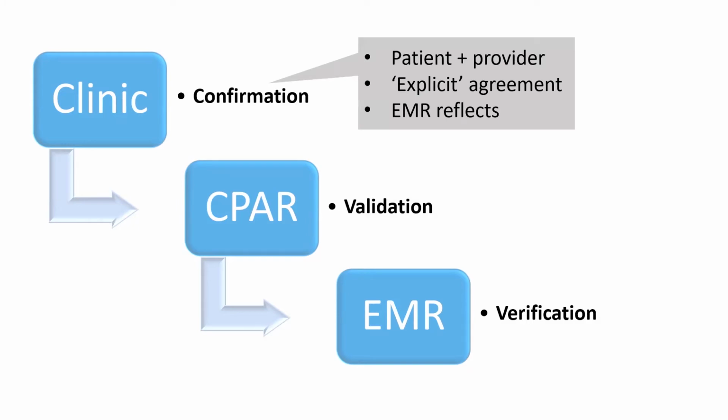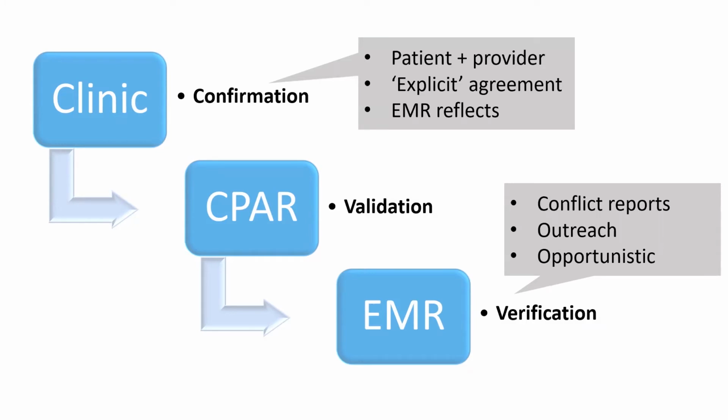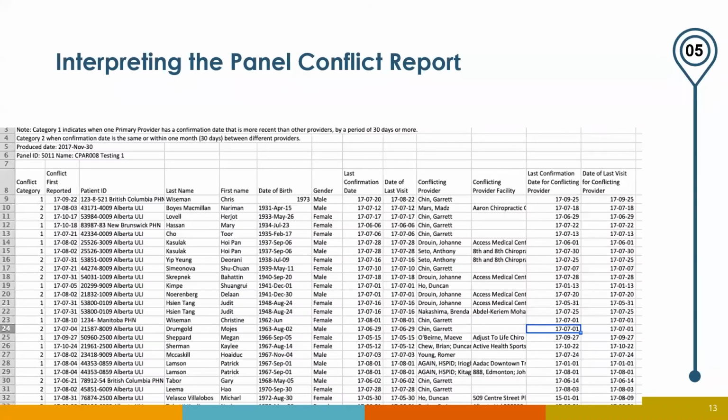What it validates is when there are patients that are attached to other participating physicians. When the conflict report is available, it can be downloaded every month. Teams within clinics can then use their EMR to start their verification process. This is where they're using the conflict report to determine outreach opportunities to reach out to patients and do that active panel management. So what would that actually look like using a panel conflict report?